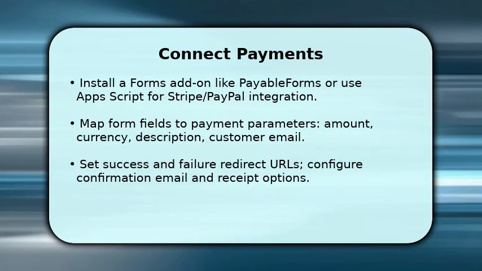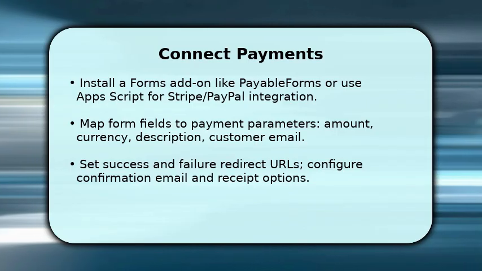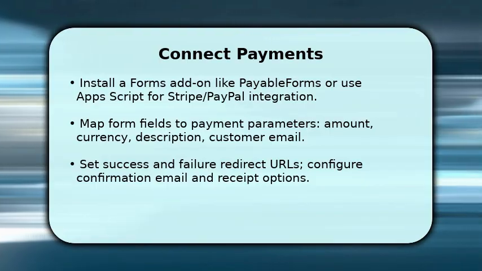Install and authorize the add-on or paste app script that calls Stripe/PayPal APIs. Map the product field to dynamic amounts so selections trigger correct charges and include currency and description variables. Configure webhooks or use add-on callbacks so you record payment status back into the form response or a Google Sheet.